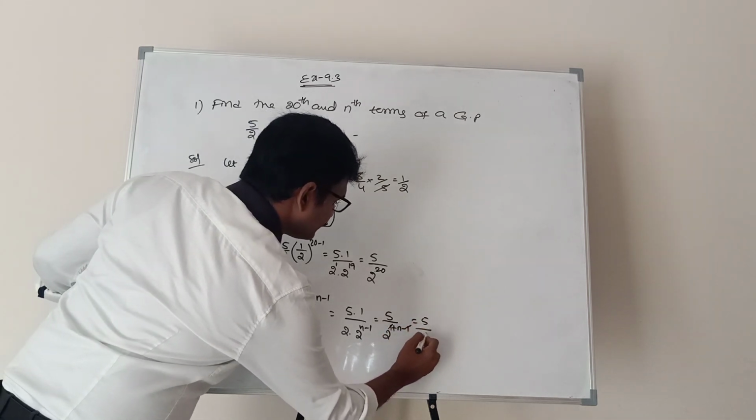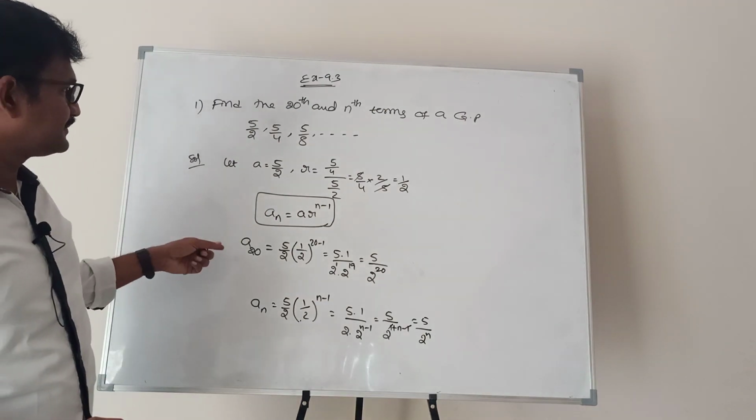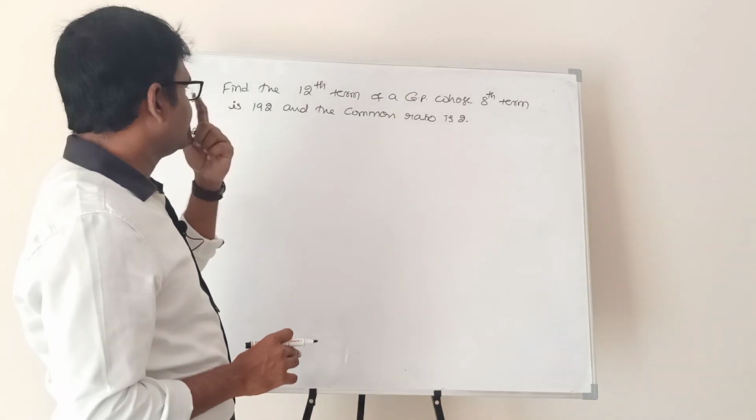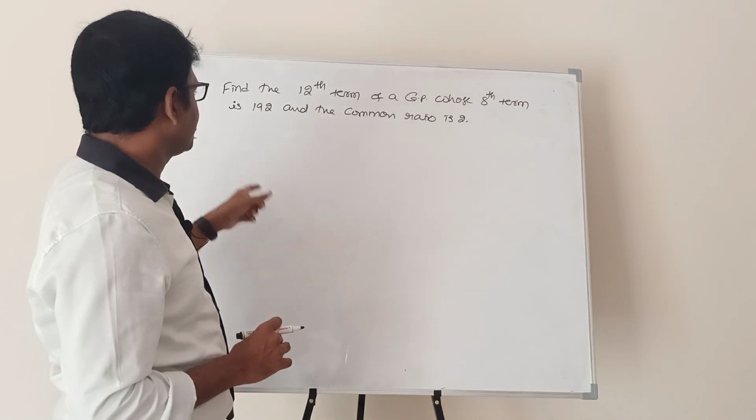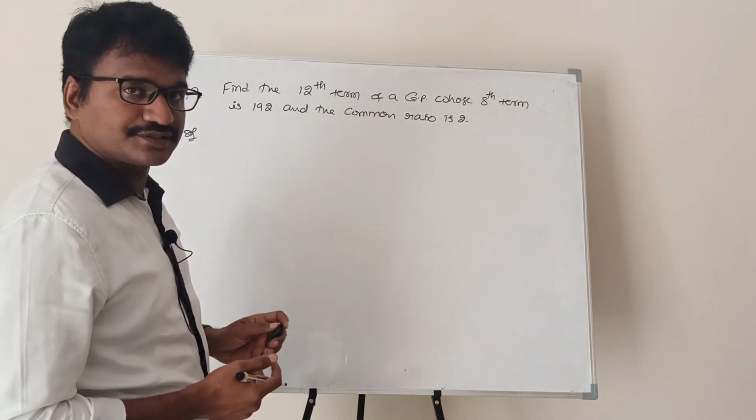5 by 2 power n is the nth term of a given GP. Find the 12th term of a GP whose 8th term is 192 and the common ratio is 2.